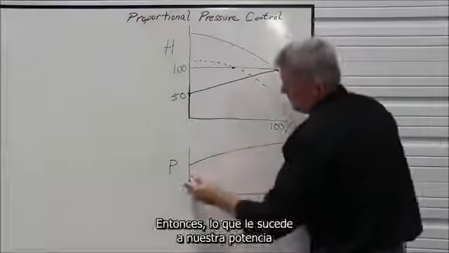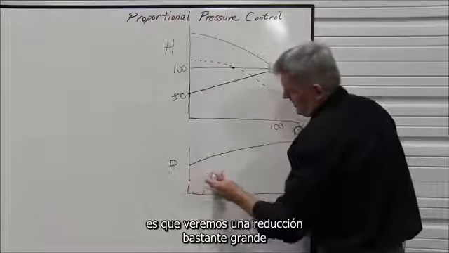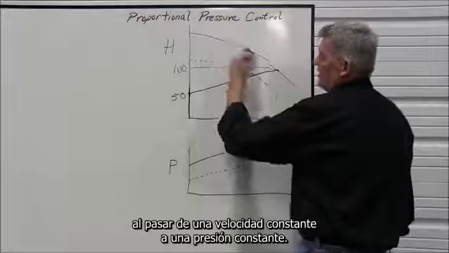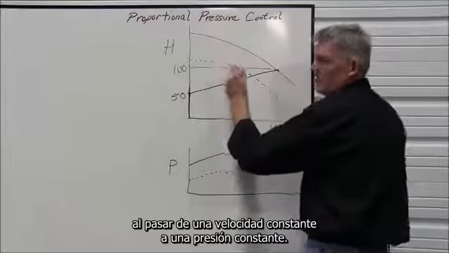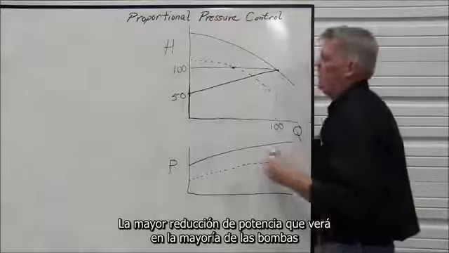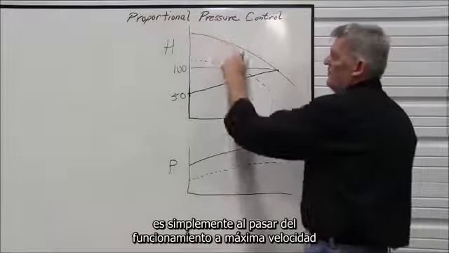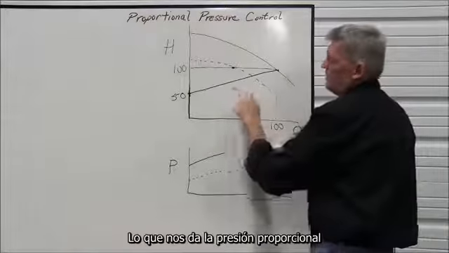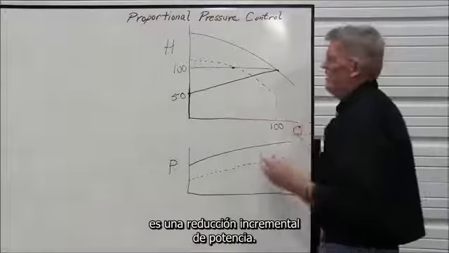So what happens to our power is we're going to see a pretty big reduction in power by going from constant speed down to constant pressure. The biggest reduction in power you're going to see in most pumps is just by going from full speed operation down to constant pressure. What proportional pressure gives us is an incremental reduction in power.